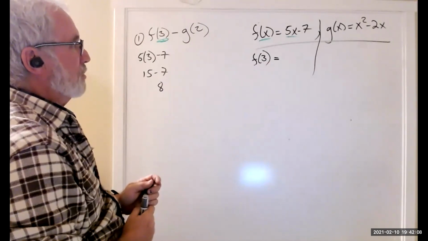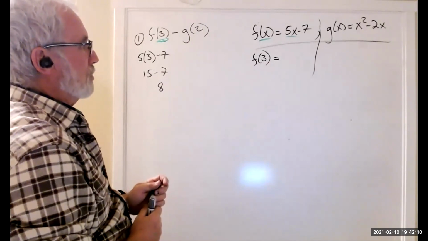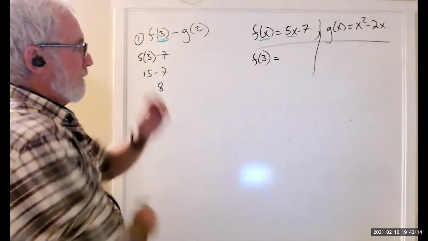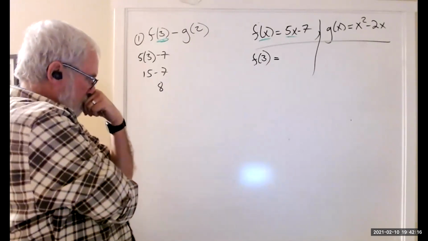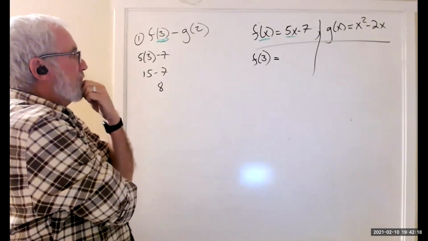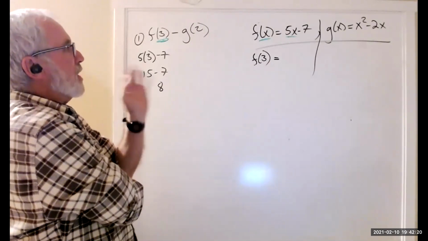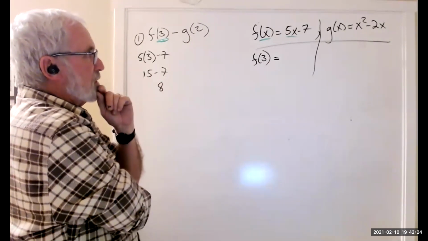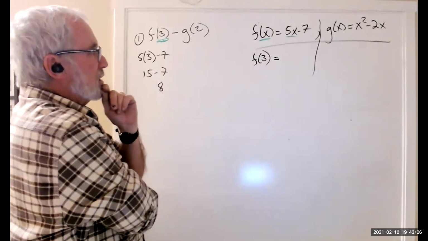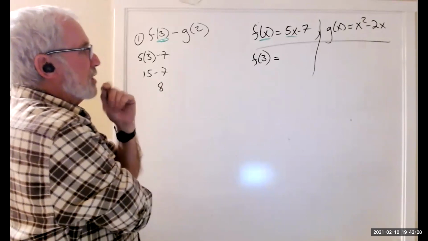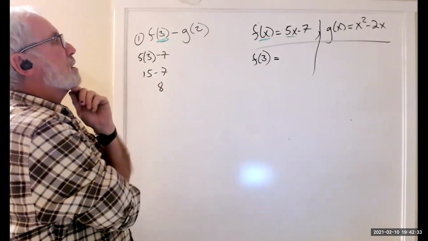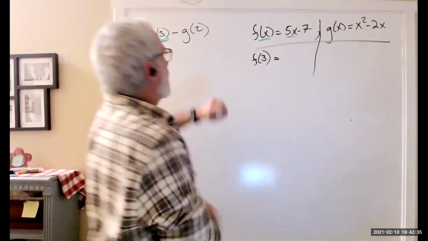You would use the formula and then plug in 3 for f, right? And then 2 for g. 3 into f, 2 into g. I feel like that's where it's getting confusing. We're not using the formula. But you are.